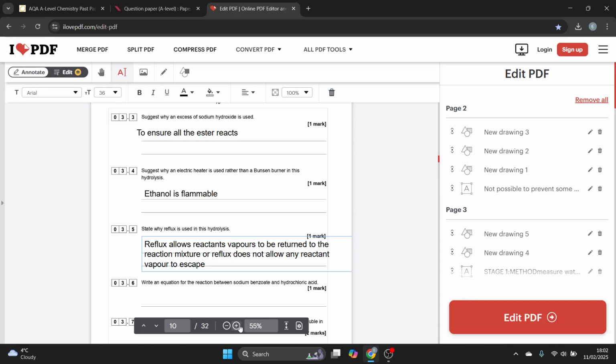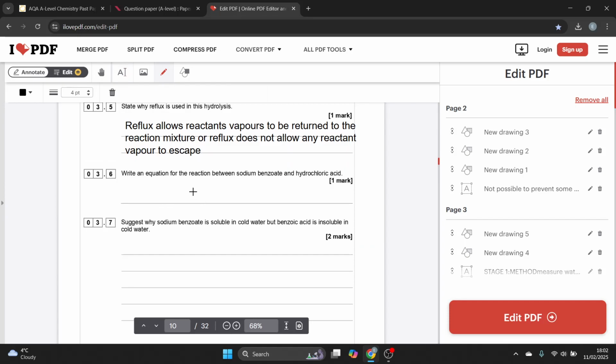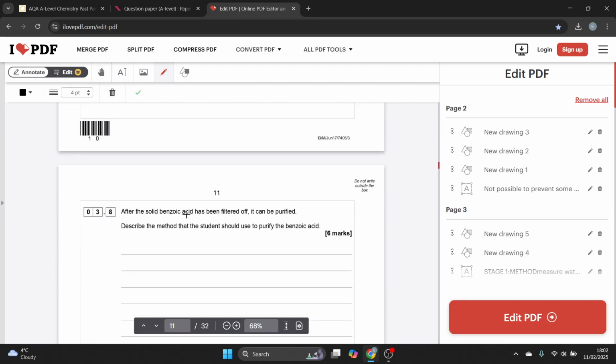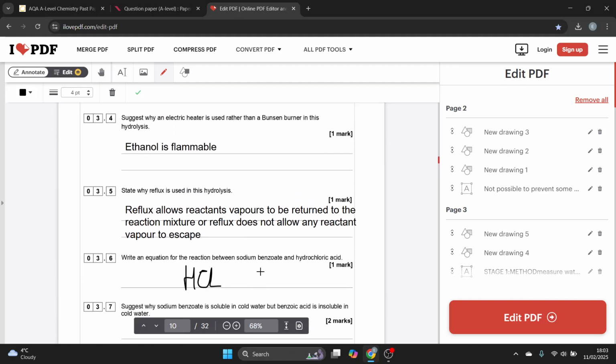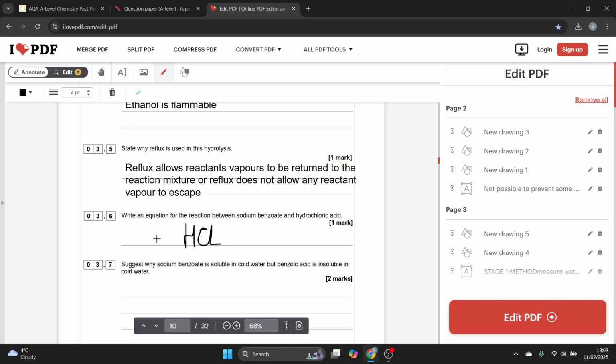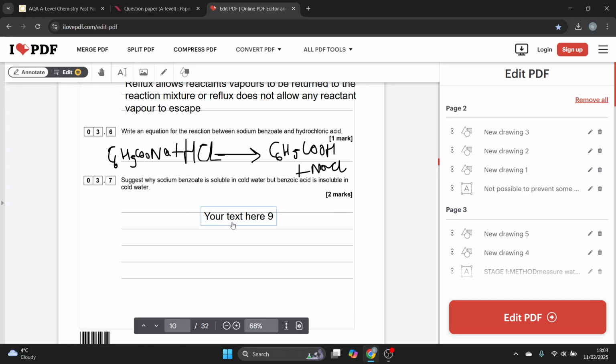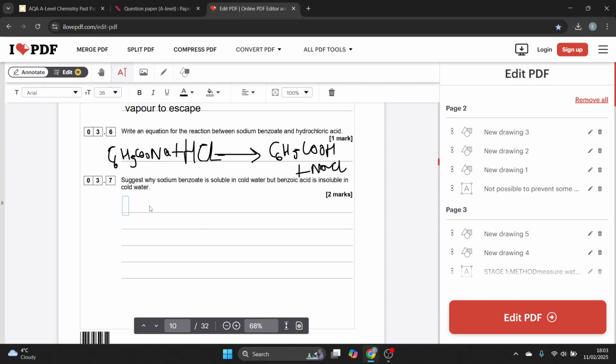Write an equation for the reaction between sodium benzoate and hydrochloric acid. Now hydrochloric acid is obviously going to be HCl. Sodium benzoate, so carboxylate, and I've got benzene, I've got sodium, so it's going to be C6H5, first things first, then carboxylate, COO, but sodium as well. So there you go, C6H5COONa plus HCl, and then what you form is C6H5COOH plus NaCl.